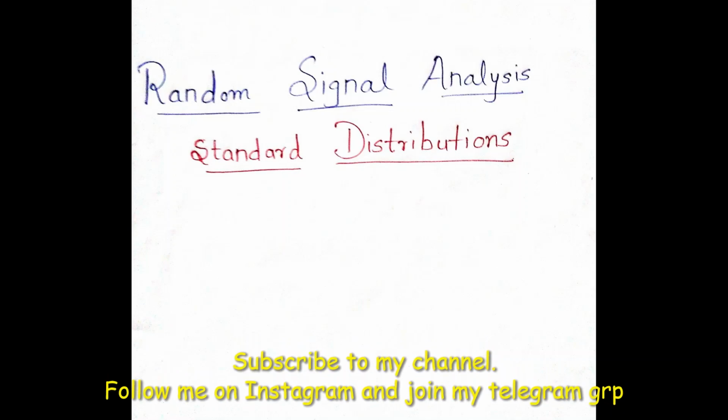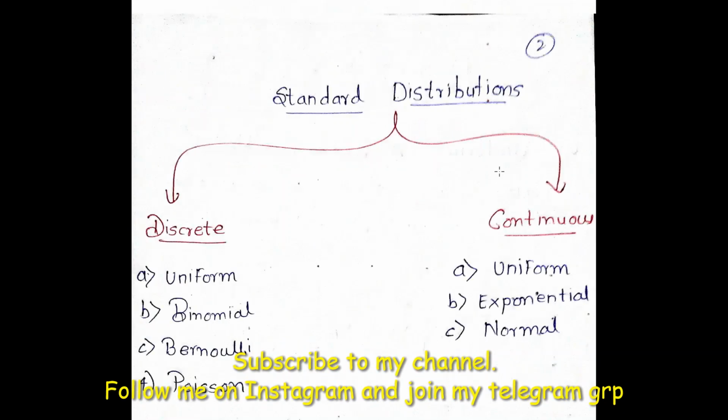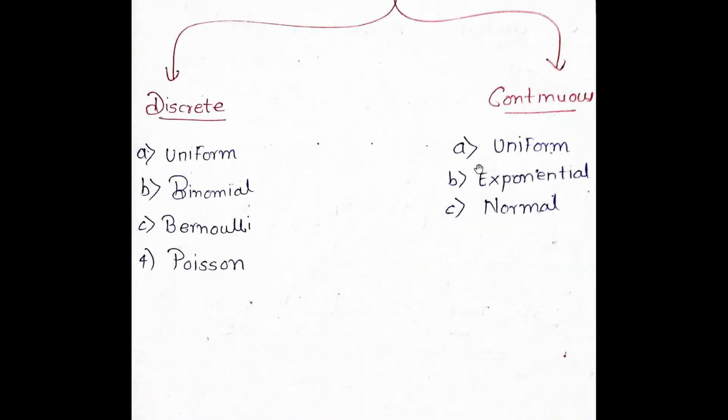With another video of random signal analysis on standard distributions. We'll be talking about discrete distributions and continuous distributions. In discrete distributions we have the uniform, binomial, Bernoulli and the Poisson, and in the continuous distributions we'll have the uniform, exponential and the normal distribution. We'll be talking about each and every distribution in detail and trying to understand it.